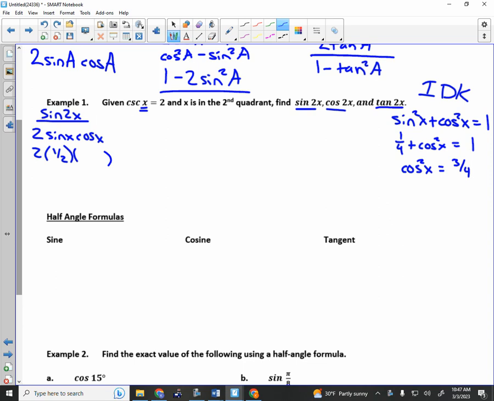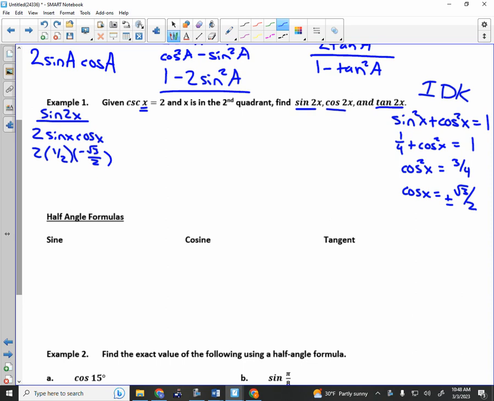Then cosine of x is equal to the root of 3 over 2 when you take the square root of both sides. And it is plus or minus. Can somebody tell me if it's going to be positive root of 3 over 2 or negative root of 3 over 2? Why is it negative? Second quadrant, cosine is negative. If you could do that, the rest is easy.